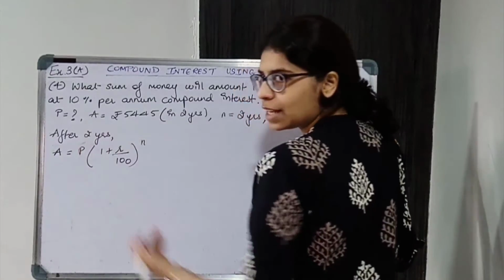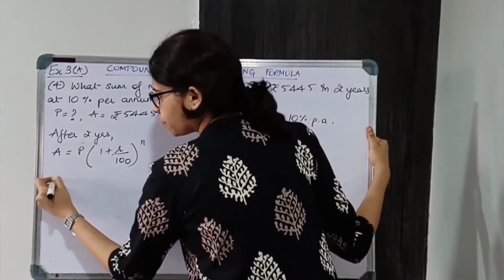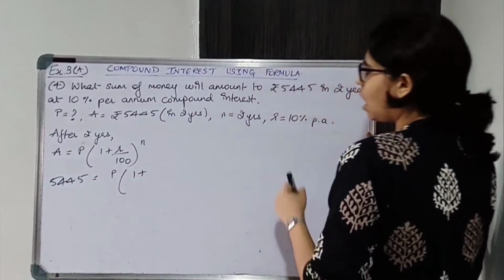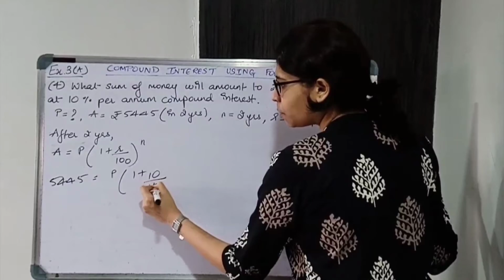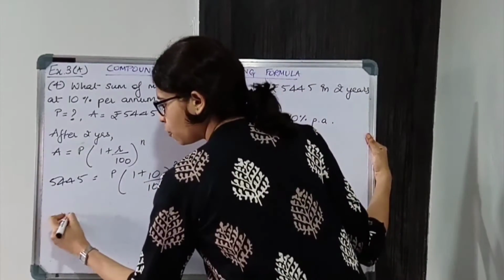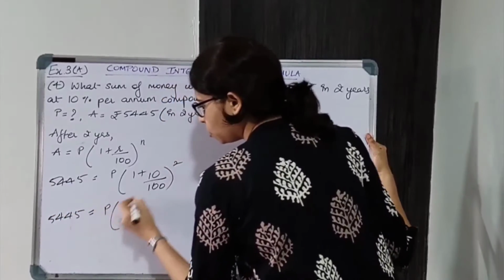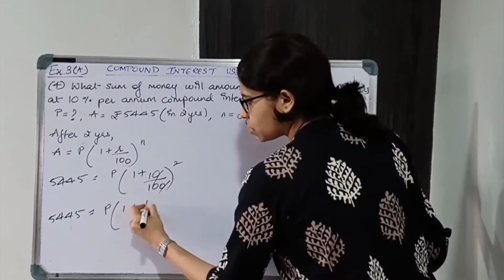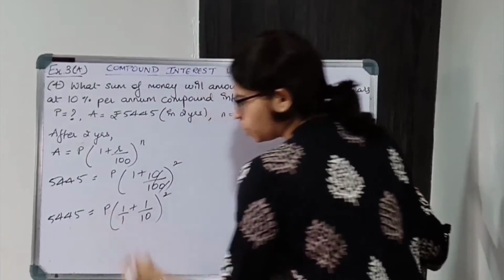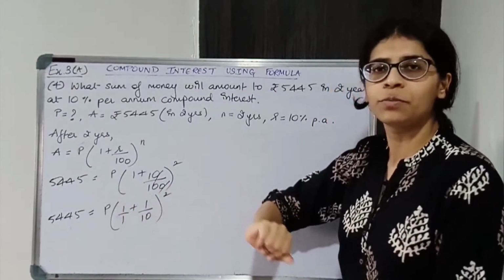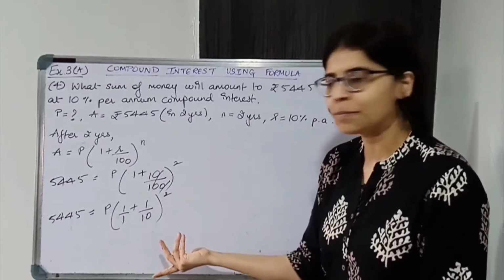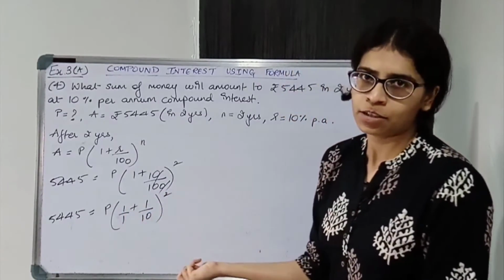So substitute the values. 5445 is equal to P into 1 plus R, which is 10 upon 100, raised to 2, okay. So 5445 is equal to P into, 0 0 cancel, so 1 plus 1 upon 10 raised to 2. Now here this is nothing but 1 upon 1. We want the denominator to be 10. Okay, we need to solve the bracket first. So we will make the denominator same. So multiply by 10 in both numerator and denominator.